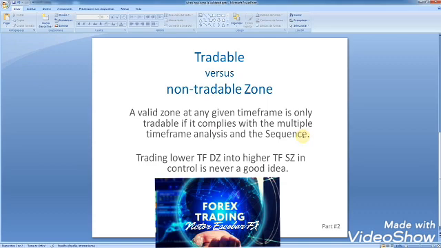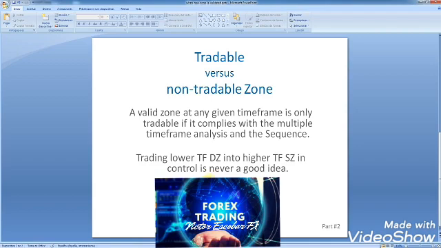You need to analyze each time frame independently, those time frames that you have chosen in your sequence, like monthly, weekly, daily, or weekly, daily, 4 hour, or 4 hour, 1 hour, 30 minute, whatever you're trading. You analyze each time frame independently, and then you link all time frames together and you obtain a sequence. You locate which is the time frame out of alignment, and then you make a decision. That's very important. And also, trading lower time frame areas of demand, for example, into higher time frame areas of supply in control is never a good idea.